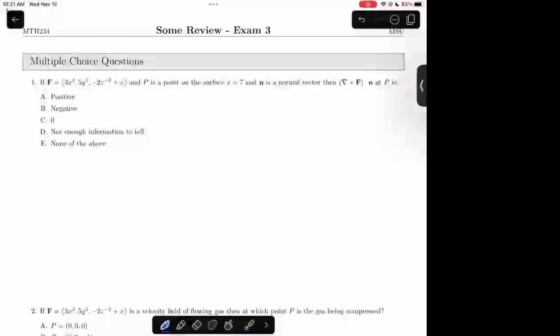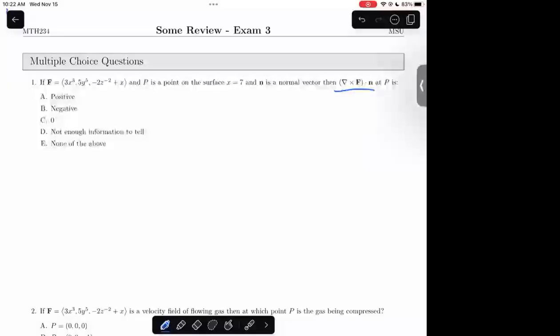All right, so starting off with a few multiple choice questions, we are given a vector field, and we know that P is a point somewhere on the surface x equals 7, n is a normal vector, and then the question is about this quantity right here. So this del operator cross F, that's better known as curl, and then we should get a vector out, and then it'd like us to dot product it with the normal vector here in order to get a number.